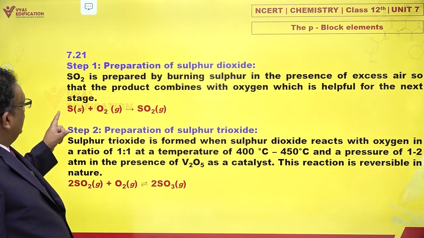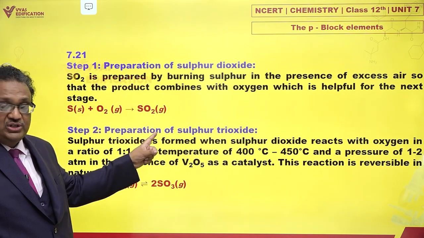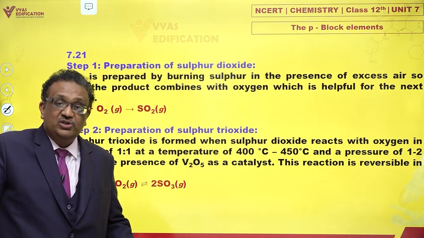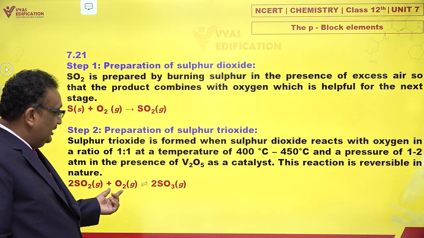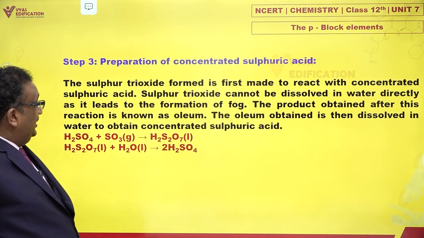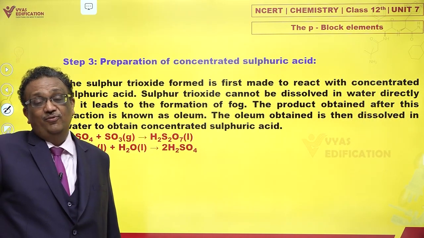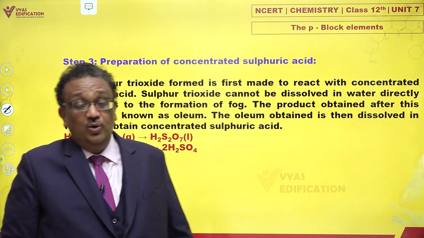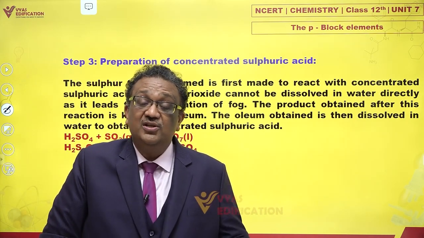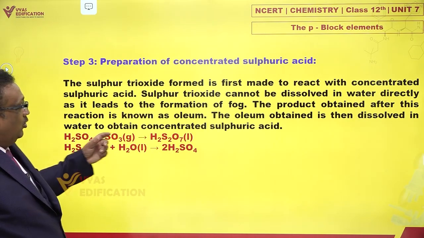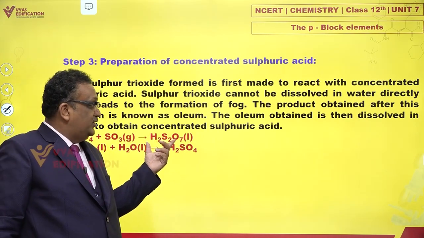The first step is sulfur is burnt to give you sulfur dioxide. Second step, this sulfur dioxide is oxidized. Now this oxidation part is a bit difficult. It requires a catalyst to form SO3, and then this SO3 is absorbed in concentrated sulfuric acid, not in water. Let me warn you, it is absorbed in concentrated sulfuric acid for various reasons which I'll tell you, and then this forms oleum.